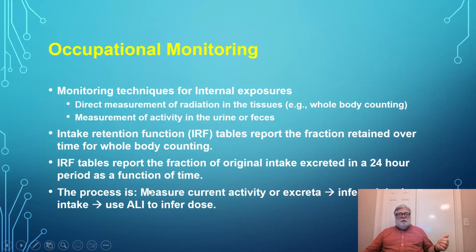Here's the process that we use. We measure the current activity. We use the IRFs to infer what the original intake was. And then we use that original intake with the ALI to determine what the dose is. So it's an indirect process. It requires calculations going back to whenever the intake occurred, and then using the ALI tables to determine what their dose is at the present time.